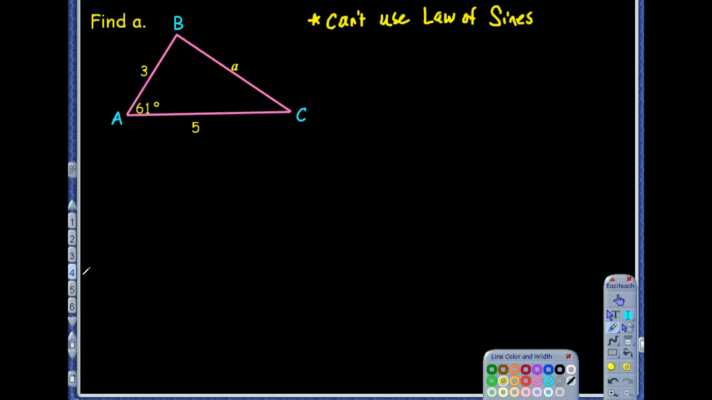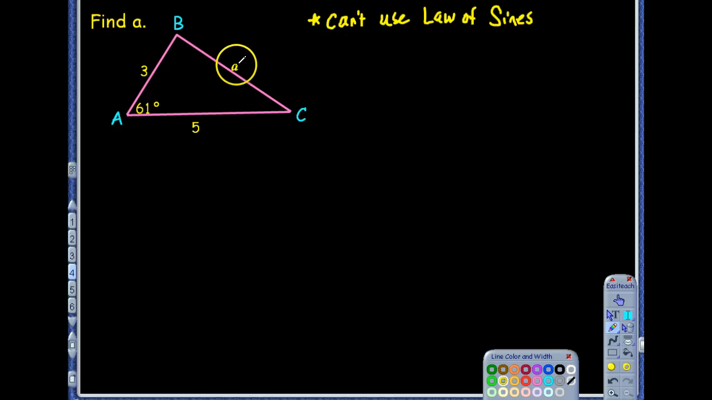All right, so we're going to find just side A. If we're going to find side A, we already determined we can't use the law of sines. Now, notice what we're given. We're given the angle across from the side we're finding, and we're given the other two sides. That's one of the scenarios. So how would I set this up?